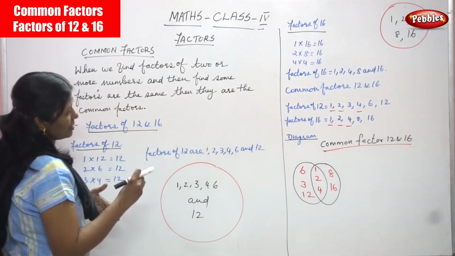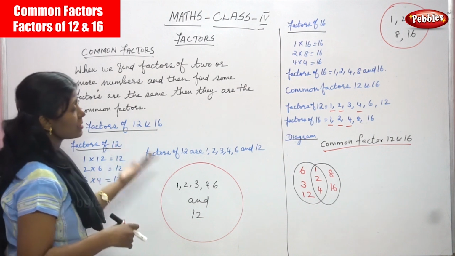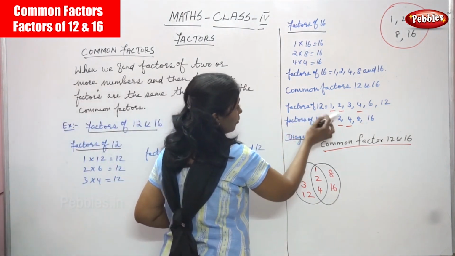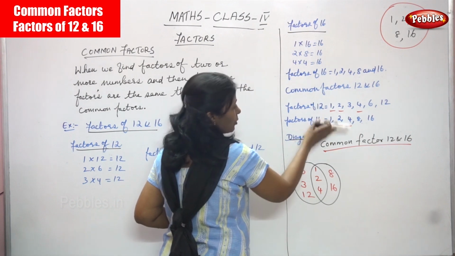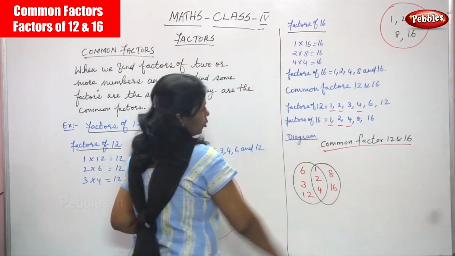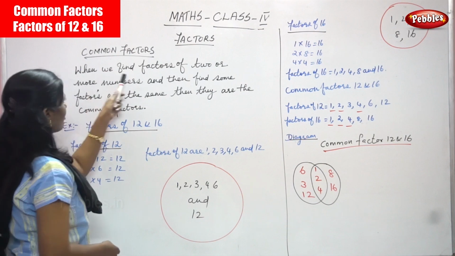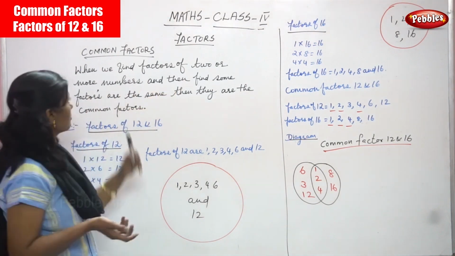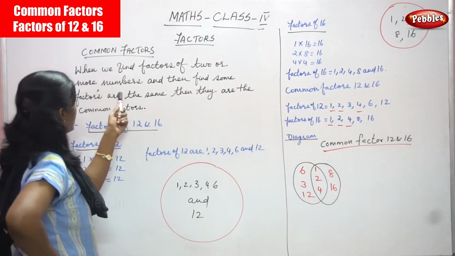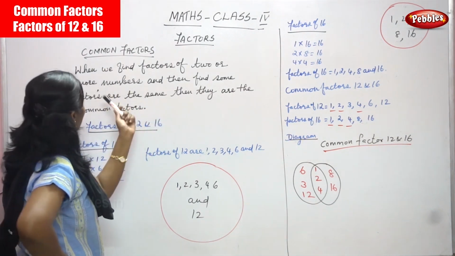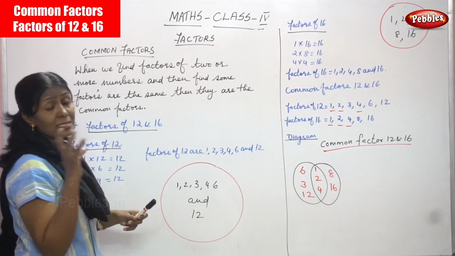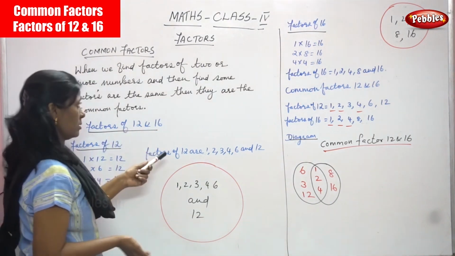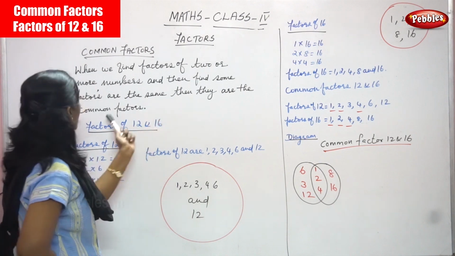What are the common factors? It means the same numbers. That is, what are the factors of 12 and what are the factors of 16? If both lists have the same number, that is called a common factor. I'll repeat: when we find the factors of two or more numbers, not only two numbers, you can find the factors, and then find that some factors are the same. Only the factors that are similar for both numbers, or more than two numbers, are the common factors.